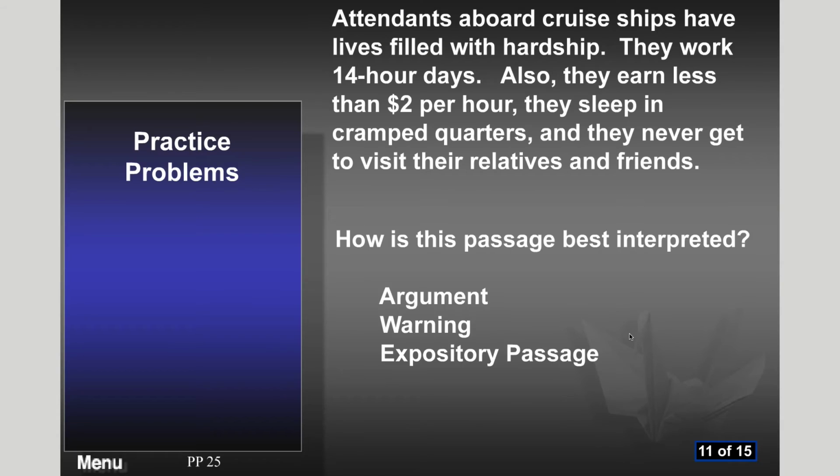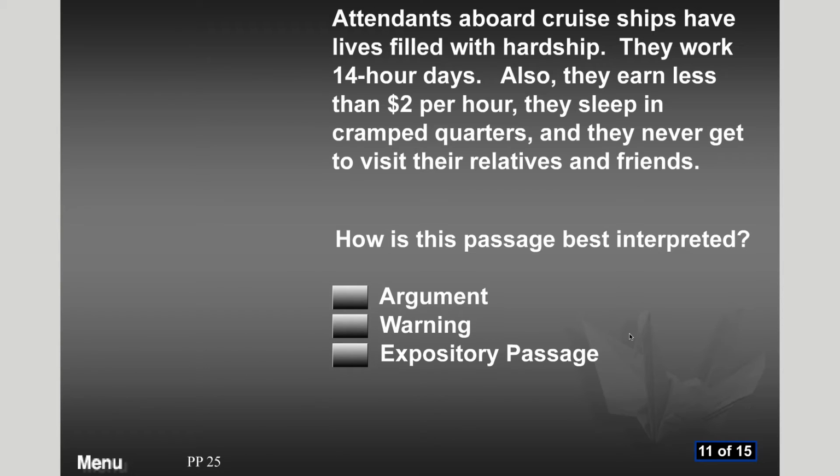So here's another practice problem. Attendants aboard cruise ships have lives filled with hardship. They work 14-hour days. Also, they earn less than $2 per hour. They sleep in cramped quarters, and they never get to visit their relatives and friends. How is this passage best interpreted? Well, it's not really a warning. There's nobody here saying, don't become an attendant aboard a cruise ship. It's not an expository passage, right? Why? Because this seems to be leading us towards that argument. Attendants aboard cruise ships have lives filled with hardship.